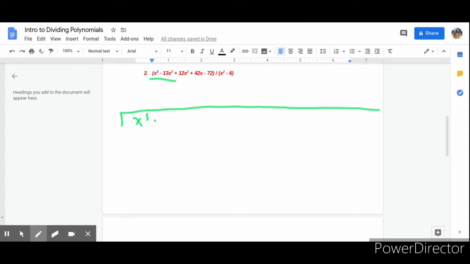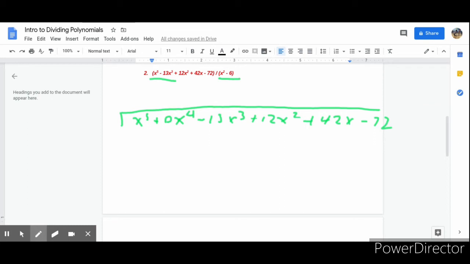In order to create a placeholder, we can do plus 0x to the 4th. Pretty much this value is non-existent, but it also acts as a placeholder for us. So then we can just continue. Our next term is negative 13x cubed, so minus 13x cubed, then plus 12x squared plus 42x minus 72. Okay, so that's it for this one. And now we need to look at x squared minus 6. Same thing happens here. We go from the degree of x cubed to just a constant.